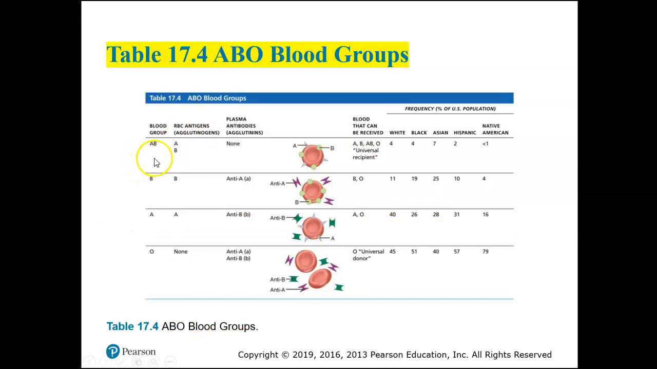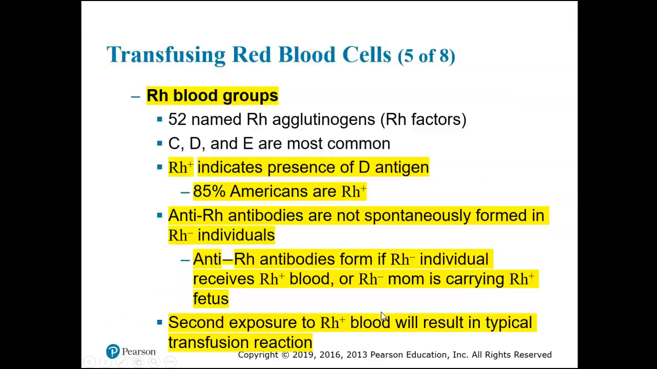So let's look at the blood types. If your blood group is AB, you can receive blood from all the blood types, A, B, or O. You're the universal recipient, but you can only donate to someone who is type AB. Now, if you are type O, you can only receive from other type O, but you can donate to all the blood types. Then you have to include whether you are blood type positive or negative. If you're blood type positive, that means you're RH positive, and that means your red blood cells contain the D agglutinogen. 85% of Americans are RH positive.